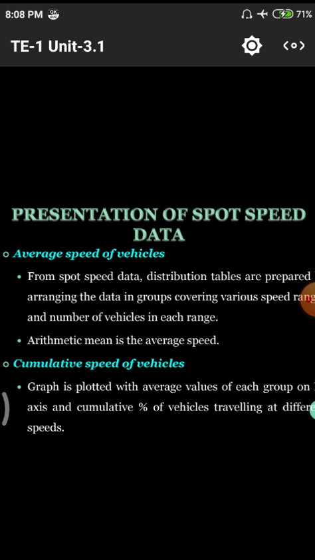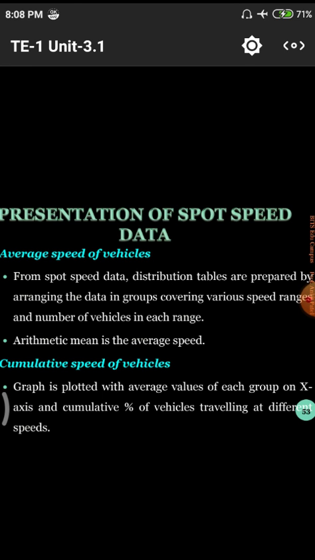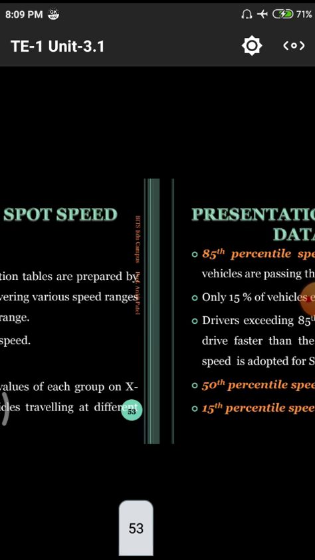Next is the cumulative groups. That means cumulative speeds of the particular vehicles. A graph is plotted with the average values of each group on the x axis and the cumulative percentage of vehicles on the y axis, with respect to speeds.